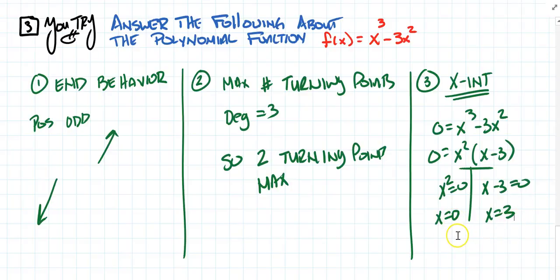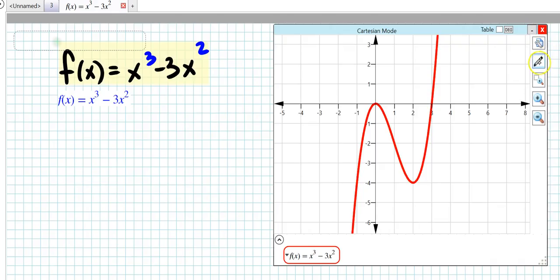Okay, last step, I'd like you to go ahead and make a sketch of the graph. Okay, hopefully your graph looks something like this. You should notice that at 0 we have a multiplicity of 2, so it's going to turn around. At 3 we have a multiplicity of 1, so it's going to pass right on through. The graph is going down on the left, and it's going up on the right.